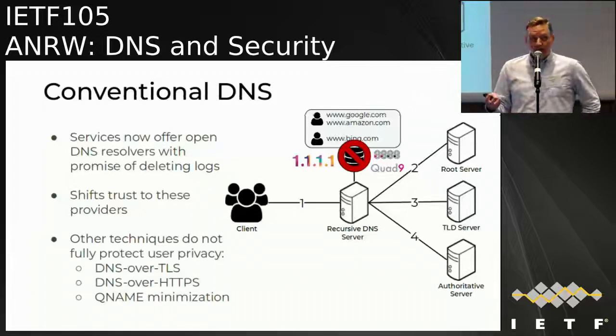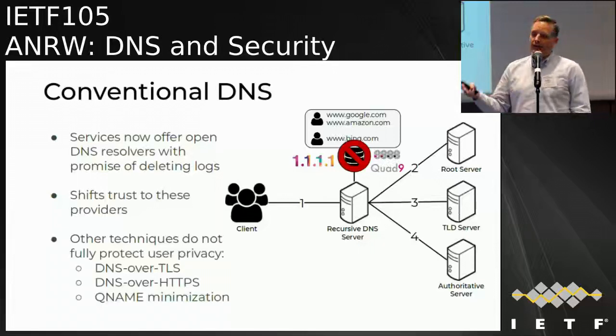You may have heard of other DNS privacy-focused work, like DNS over TLS or HTTPS. That's just encrypting the transport, so that's going to fix things like eavesdroppers between you and the resolvers, but the resolver still gets to see all of your queries and your identity. QNAME minimization hides things from the rest of the DNS hierarchy, but it doesn't solve the fundamental problem here.